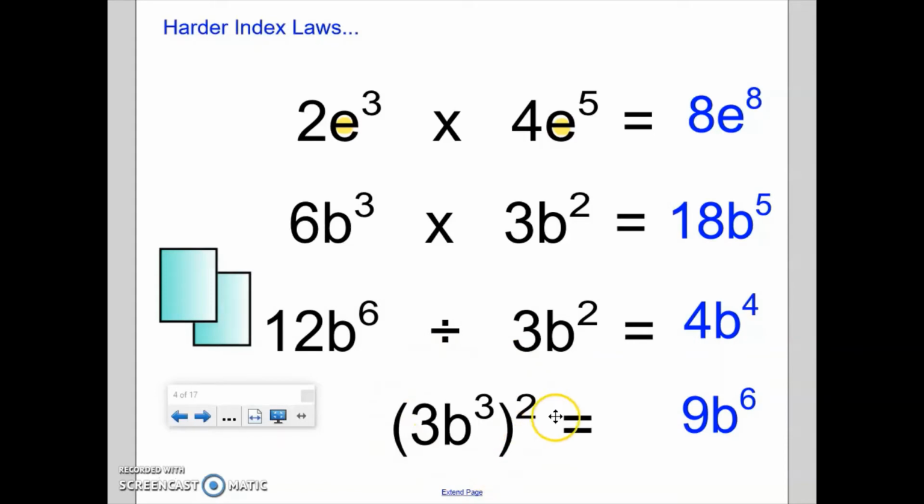It's a very common error in these sort of questions to remember to multiply the indices, but to forget to raise this number also to the power. So the 3 squared, just make sure you're remembering to do that part of the calculation. Okay, so there are some slightly harder index laws.